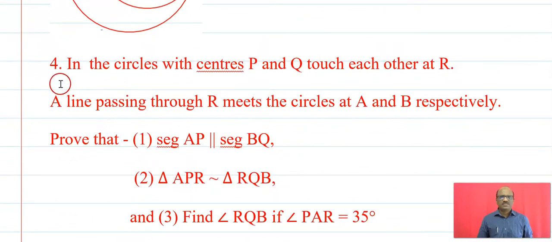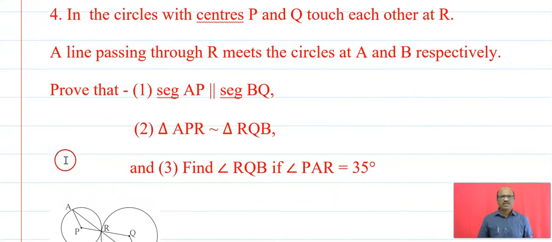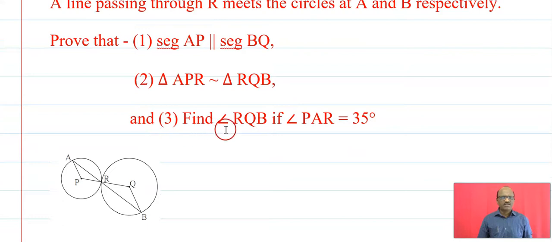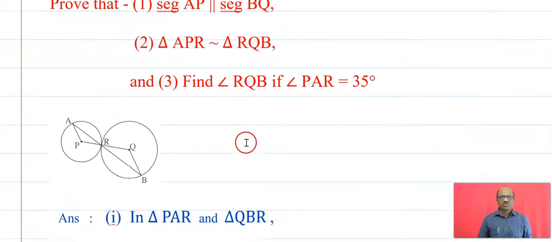Now the next: the circles with centers P and Q touch each other at R. A line passing through R meets the circles at A and B respectively. Then prove that segment AP is parallel to segment BQ, triangle APR is similar to triangle RQB, and find the measure of angle RQB if the measure of angle PAR is 35.